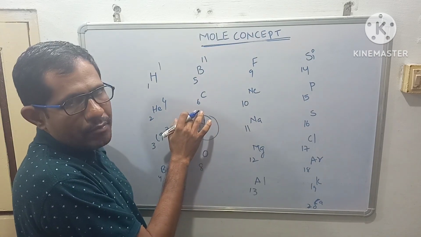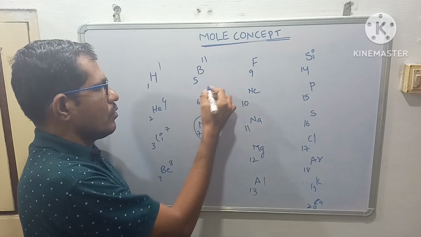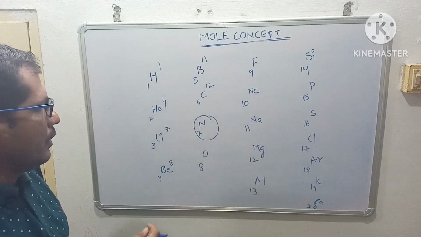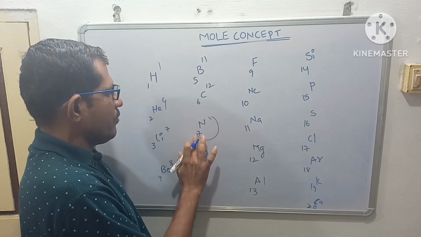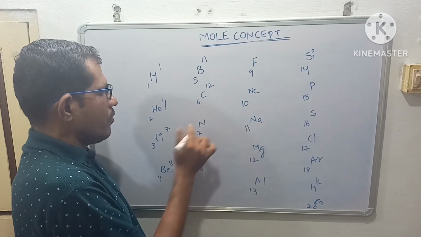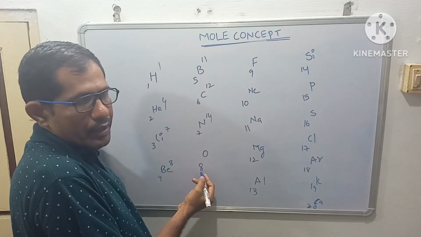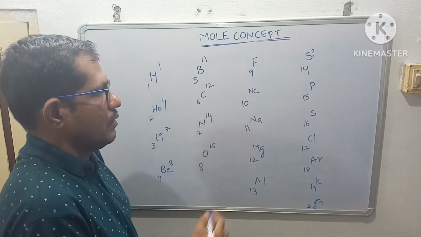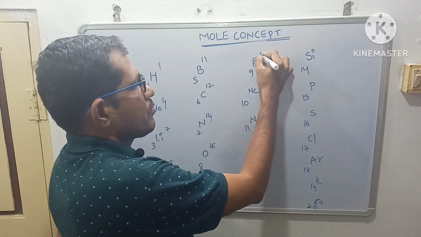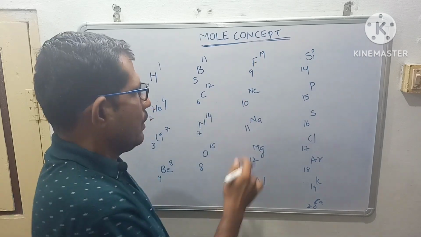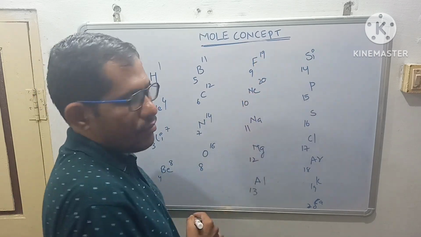Carbon 6 is an even number, so double is its atomic weight, 12. Next, nitrogen 7, the exception will come. Even though it is an odd number, 14 is its atomic weight. Oxygen, even number, so its atomic weight is 16. Fluorine, odd number, double plus 1, its atomic weight is 19. Neon 10, its atomic weight is 20.